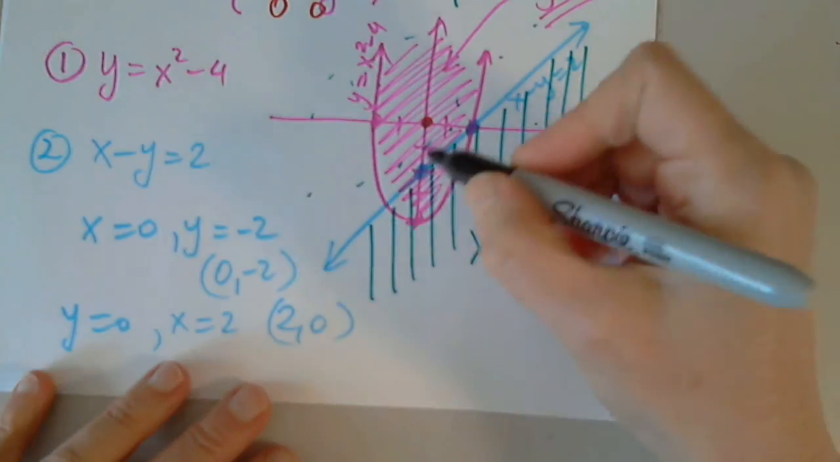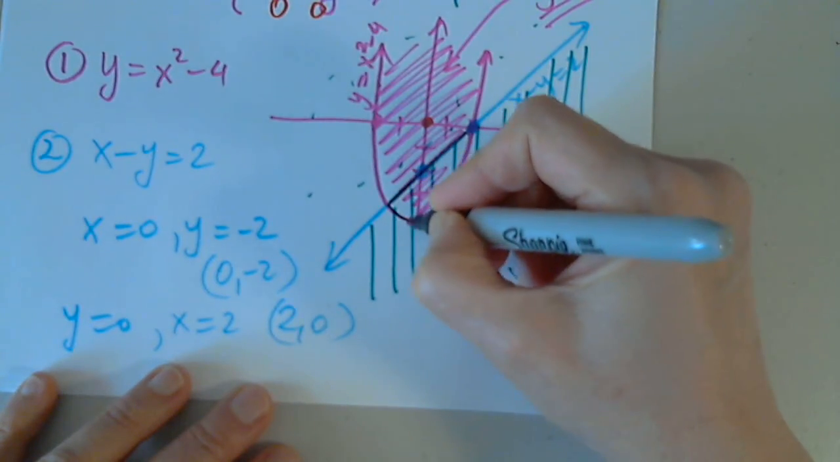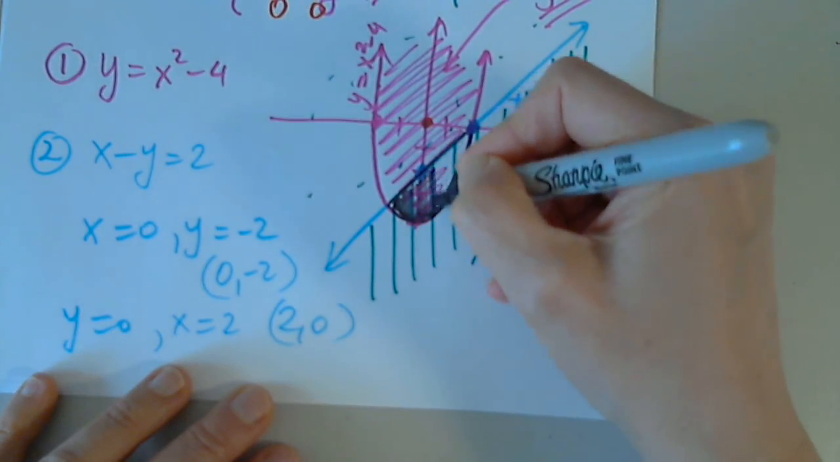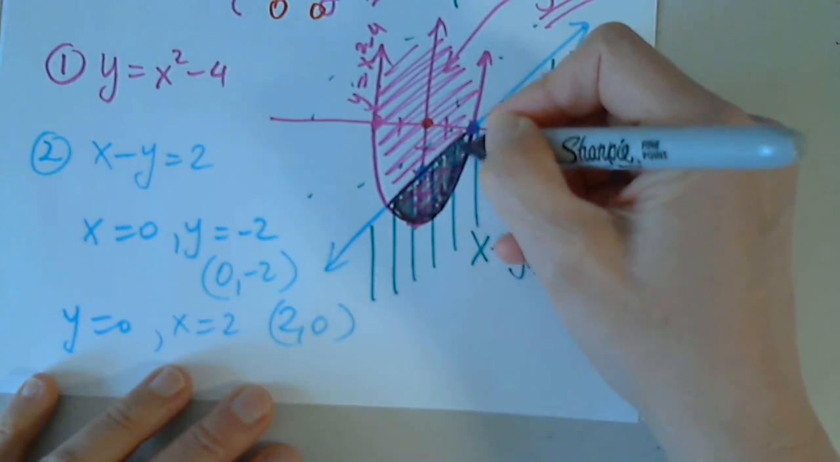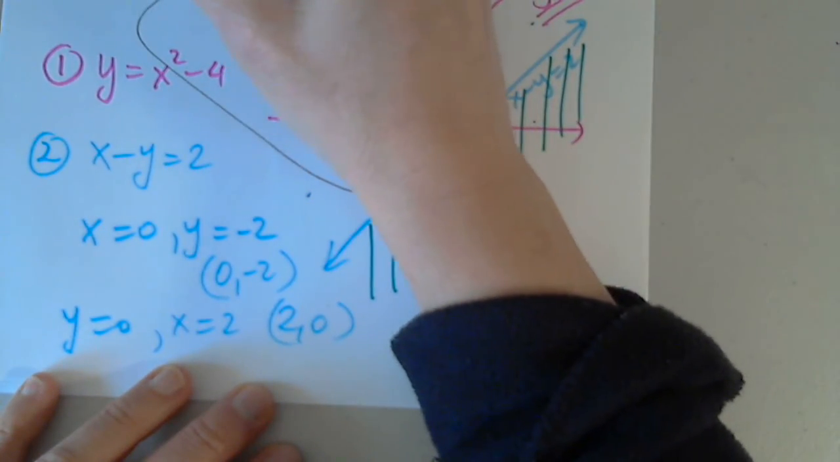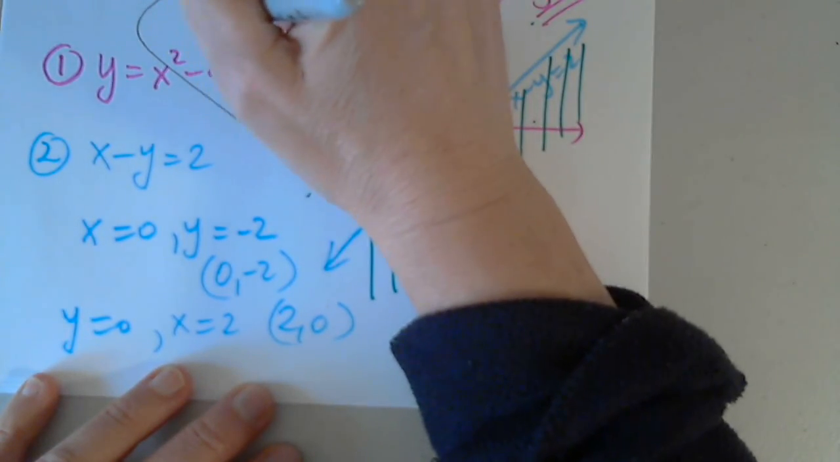Yes. Good. So this line, this curve, and everything in between. This is the solutions to the system.